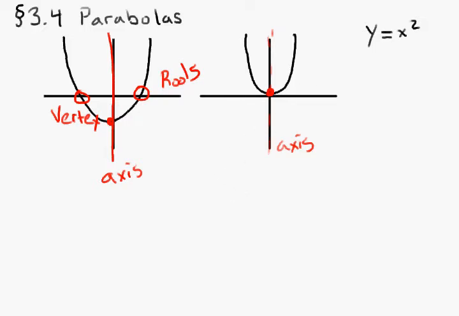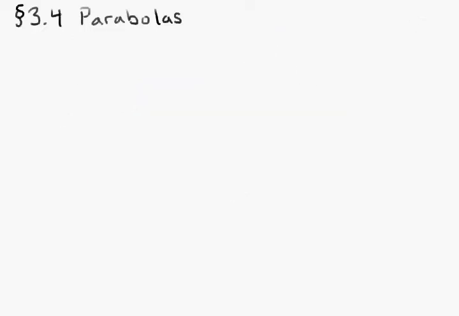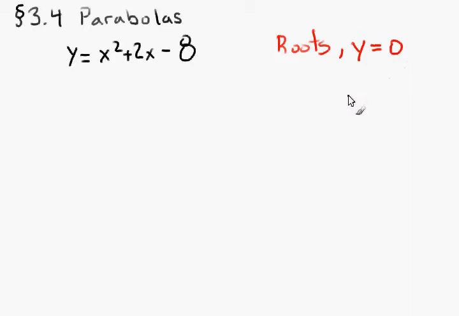So, we're going to have to worry about how we are going to find those curves. Well, let's start with an equation. Say y is equal to x squared plus 2x minus 8. We're going to look for the roots. The roots are when y is equal to 0. So that means we have 0 is equal to x squared plus 2x minus 8, and we're looking for x.